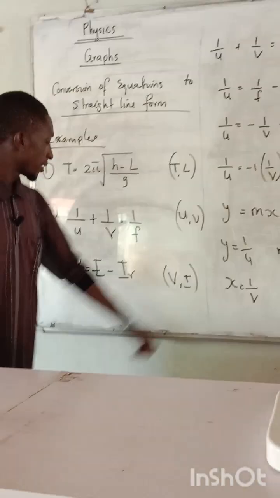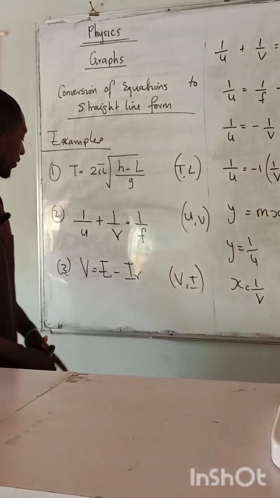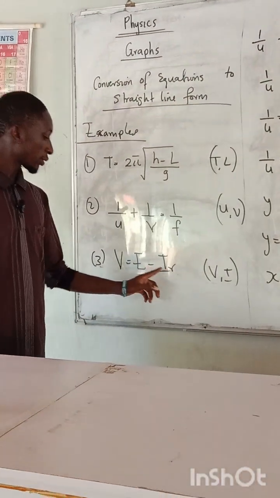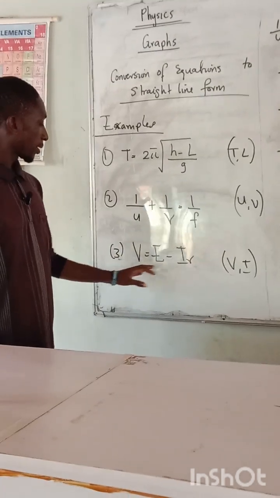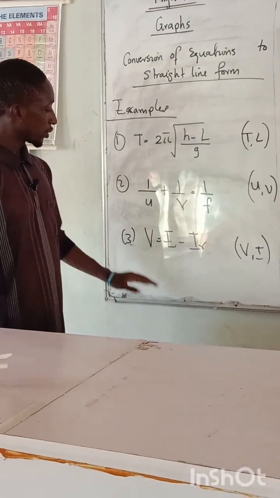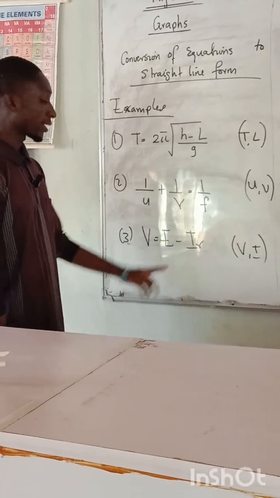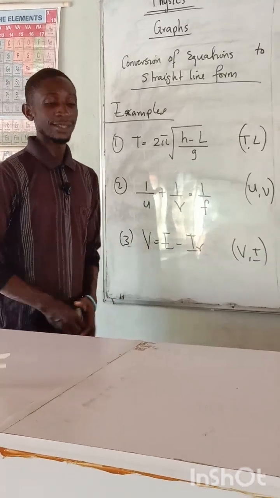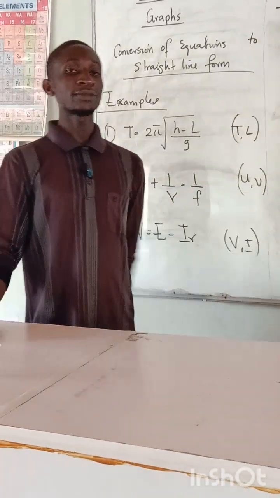Right, that is that. Then you can try this for me: V is equal to E minus IR. This is electricity, so we are plotting V against I. It's related to this. You can do this and get whatever you get as your answer. You can post it, and if there's a mistake, I will come back for correction.